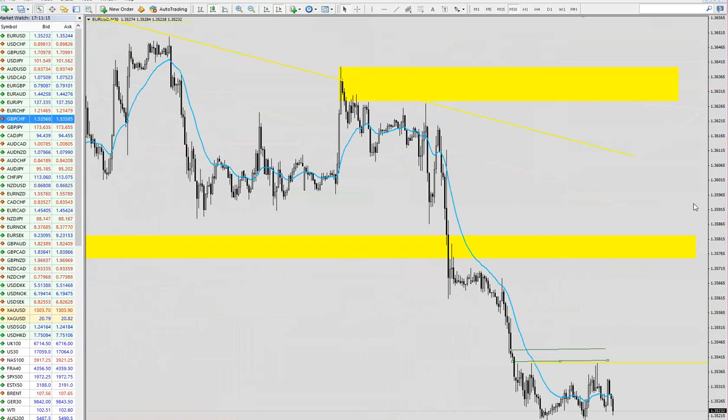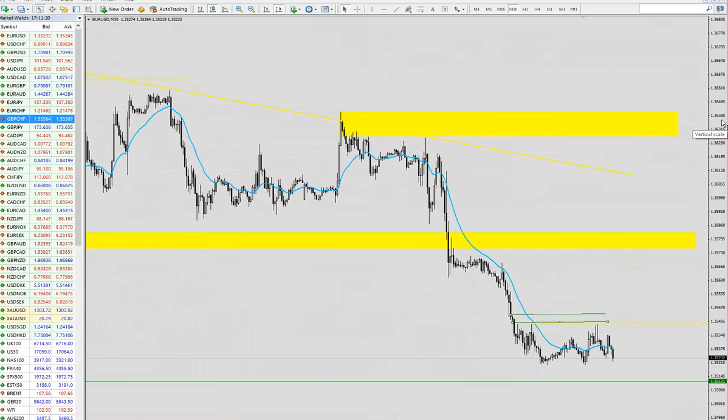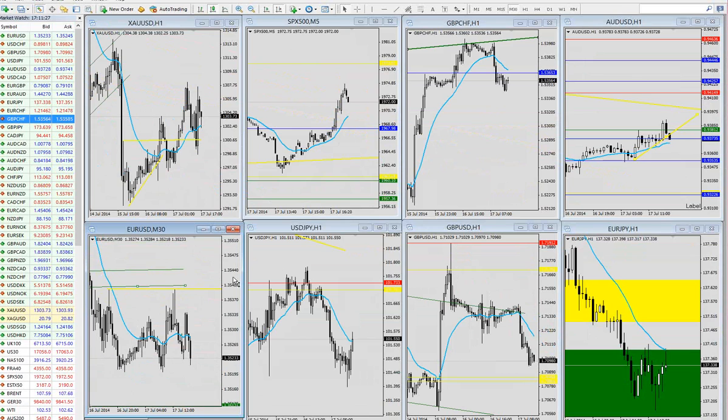Right? Euro dollar, most probably everything has been set. So simply we have to be very, very patient in this case.